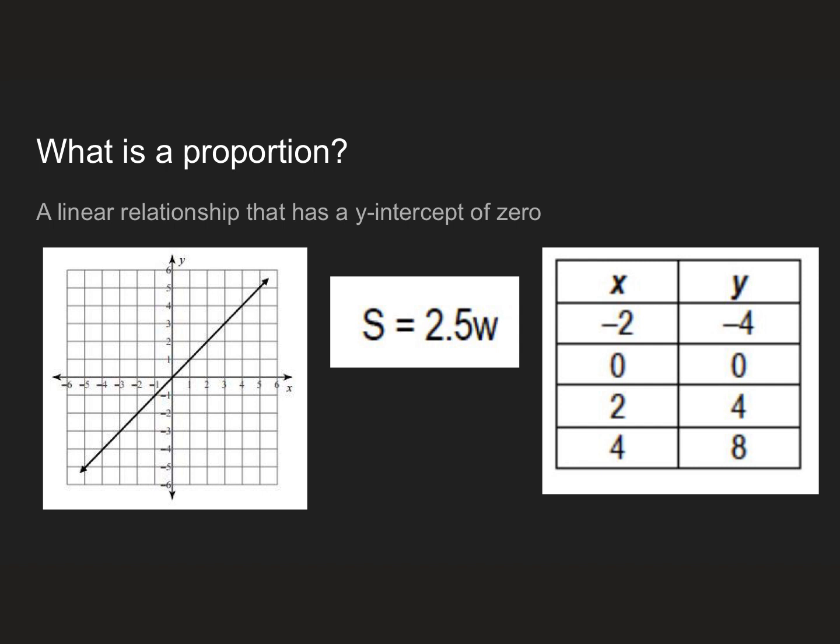So, first question is, what is a proportion? It is a linear relationship that has a y-intercept of 0. If we're looking at a graph, you'll notice right here, my y-intercept goes right through that 0. If I'm looking at an equation, then you'll notice there's nothing being added or subtracted. I'm just multiplying. If I'm looking at a table, you'll see the point when x is 0, y is 0.